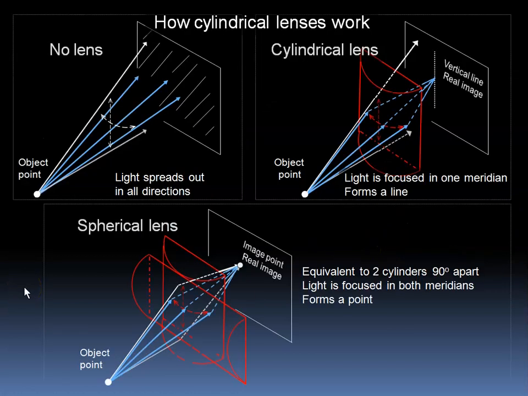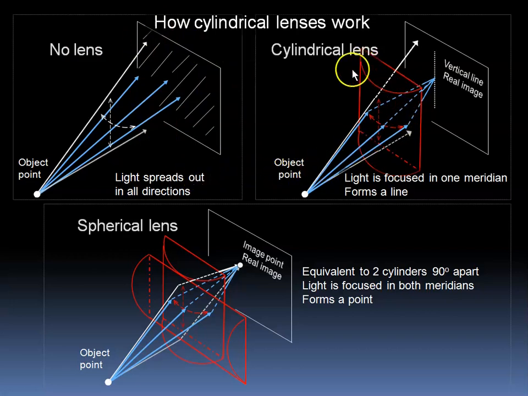Up until now, we described spherical lenses, which converge or diverge light in all planes equally. Cylinders, however, only have power to change vergence in one axis. Here we have an object point, and there's no lens in place. Light is just diverging in every axis and lighting up this plane here, or this screen.